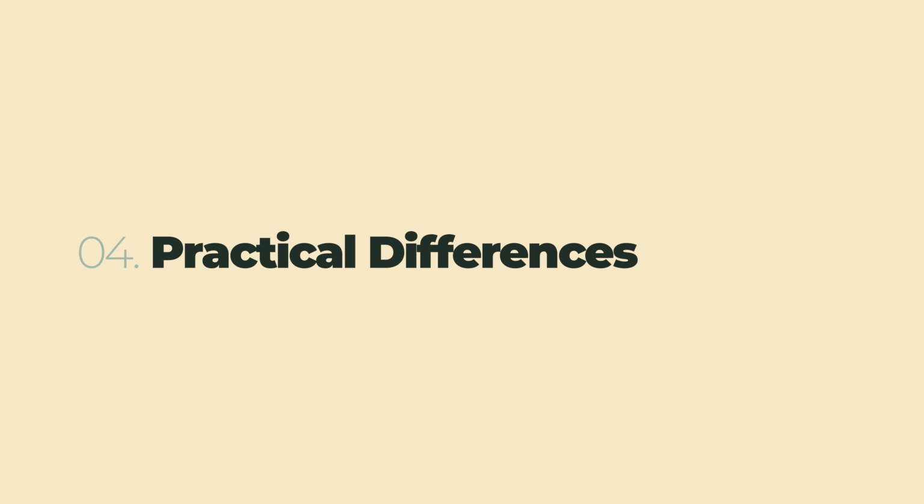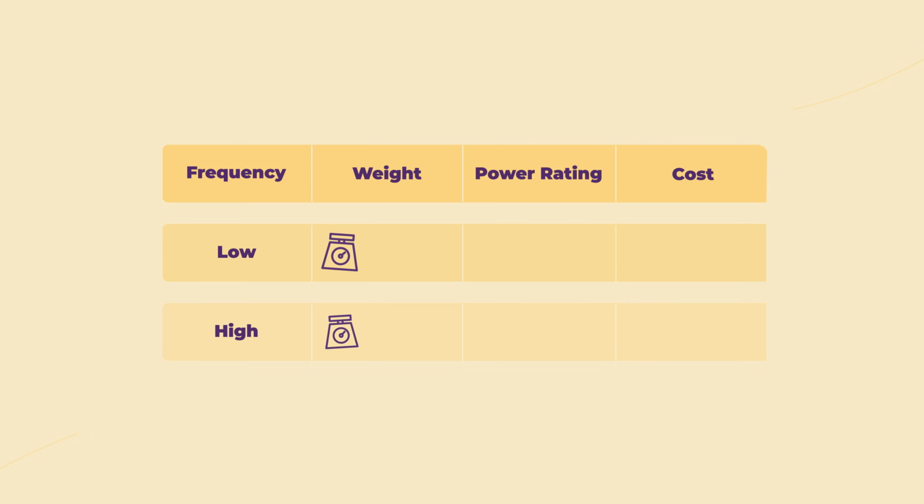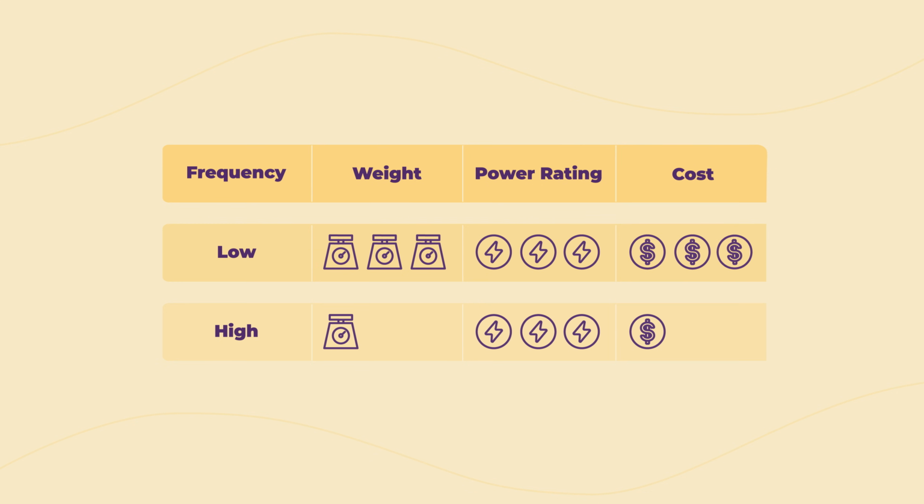That's enough of the technical stuff. What are the actual practical differences between inverters designed with these different topologies? Well, there are several things you'll notice straight away, but there are some that are a lot less obvious. Low frequency inverters are generally much larger and heavier for a similar power rating. They're also generally more expensive due to the larger internal components that are used.